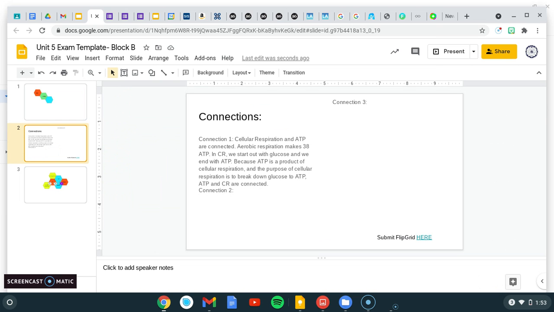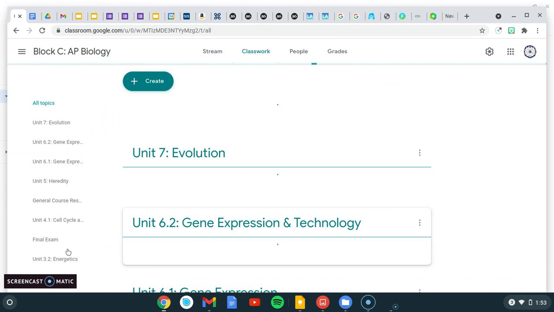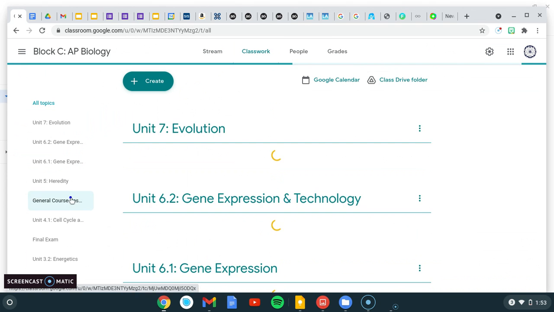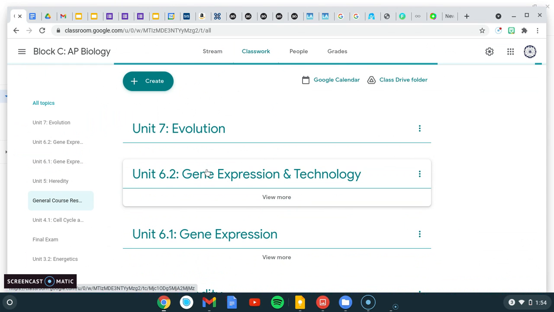This would be a great opportunity for you to come to an appointment and discuss it with me if you're unsure. So you are actually getting to complete most of your Unit 5 test on the asynchronous day. And that's a really great opportunity for you because I am here to help you. And you know how to sign up for my appointment times by going to Google Classroom, clicking on classwork, going to the topic General Course Resources, and then finally, you can click on the link that says appointment time sign up.